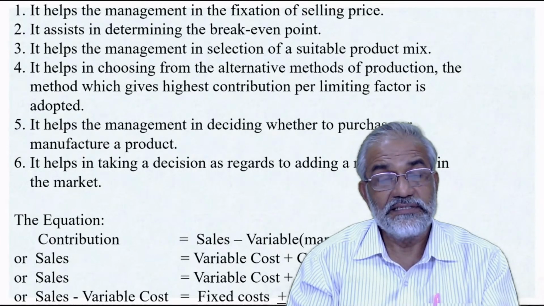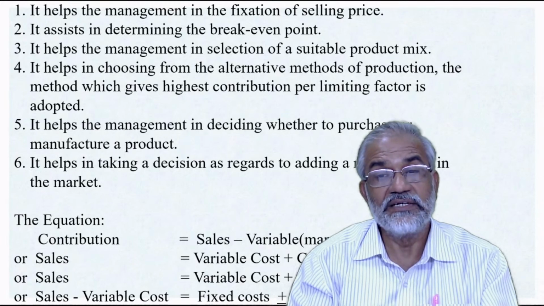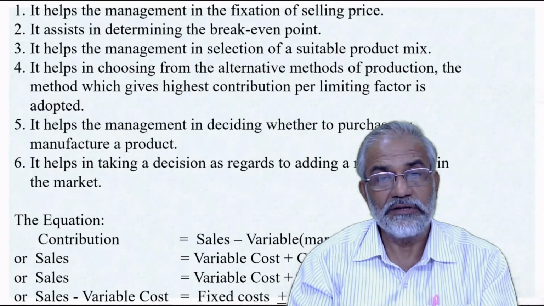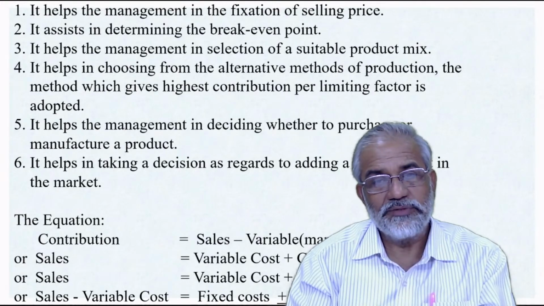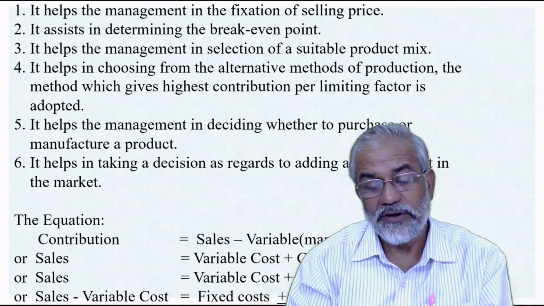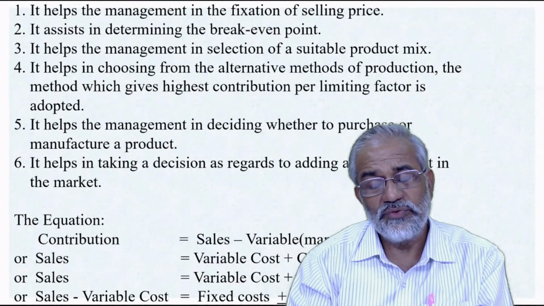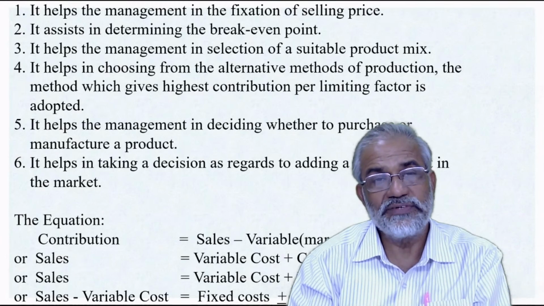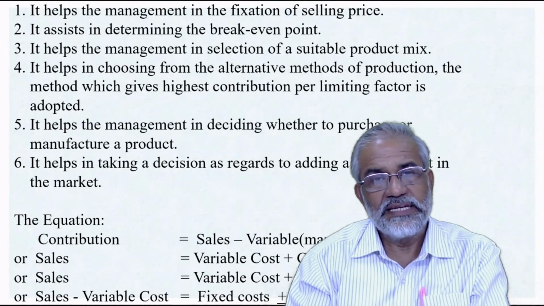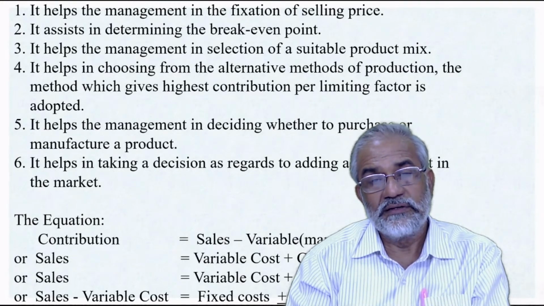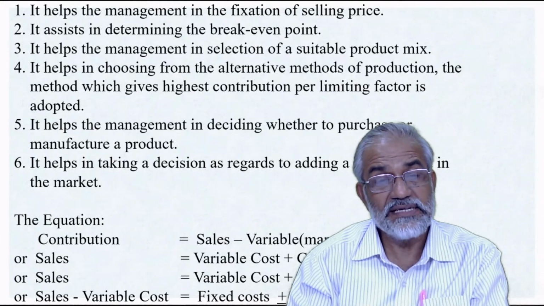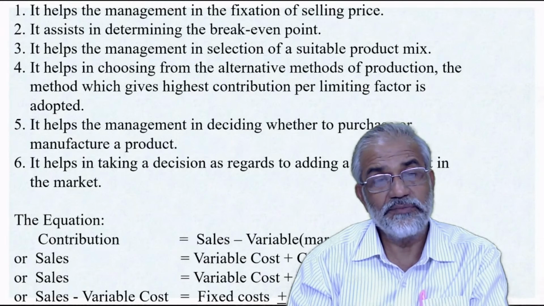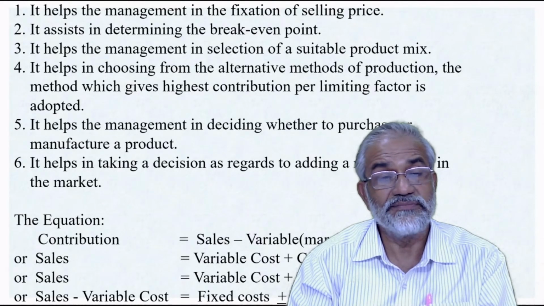The fifth advantage is it helps the management in deciding whether to purchase or manufacture a product. Suppose there is a main product of the organization and there are certain auxiliary products. The main product will obviously be produced in the organization. So take the example of a TV. When there is a TV manufacturing unit, when the TV is being produced, we can consider whether to produce its cabinet by its own organization, or we can buy the cabinet from other organizations, from outside firms.